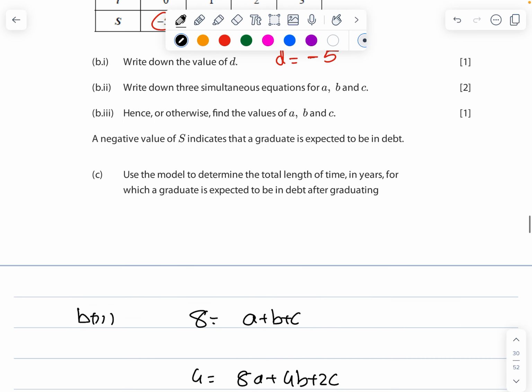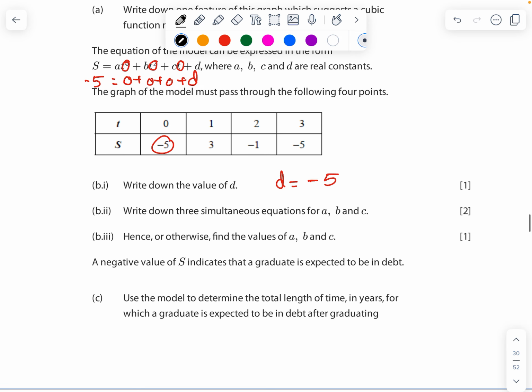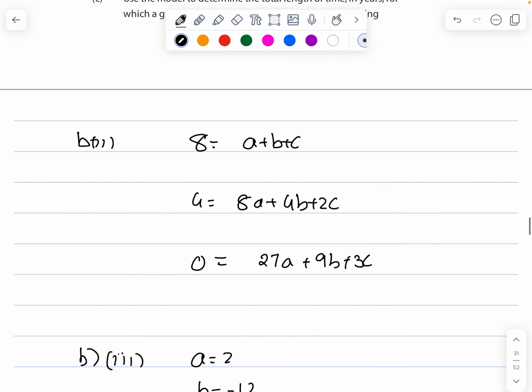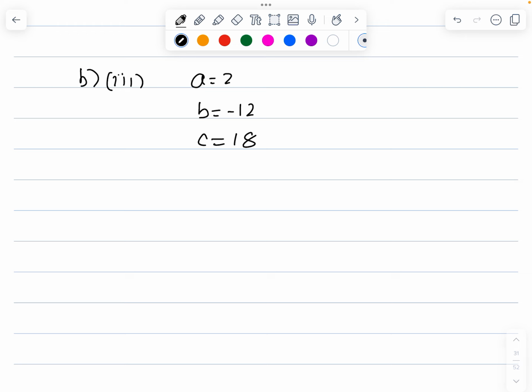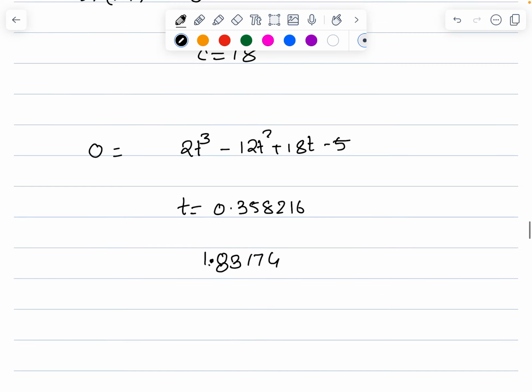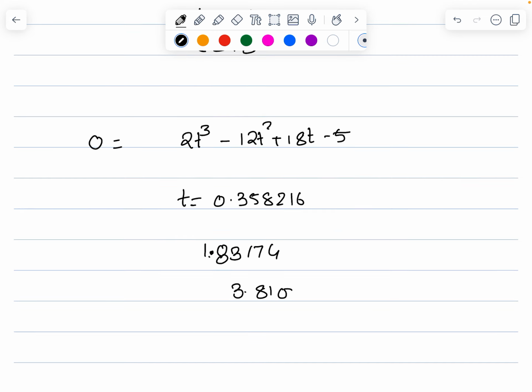Then use the model. A negative value of s indicates that the graduate is expected to be in debt. Use the model to determine the total length of time in years for which the graduate is expected to be in debt after graduating. So first of all, 0 equals 2t cube minus 12t square plus 18t minus 5. From here, you get the value of t as 0.358216, or t as 1.83174, or t as 3.81003.